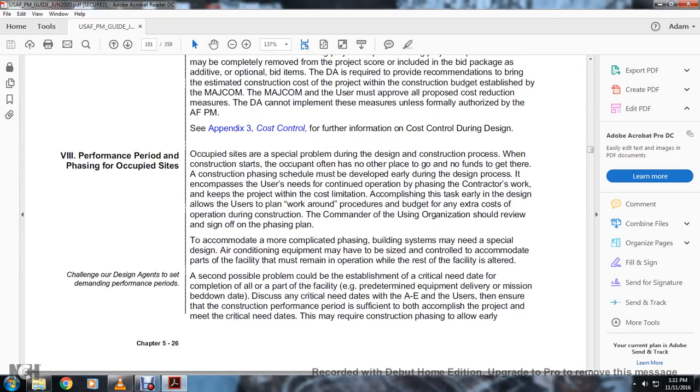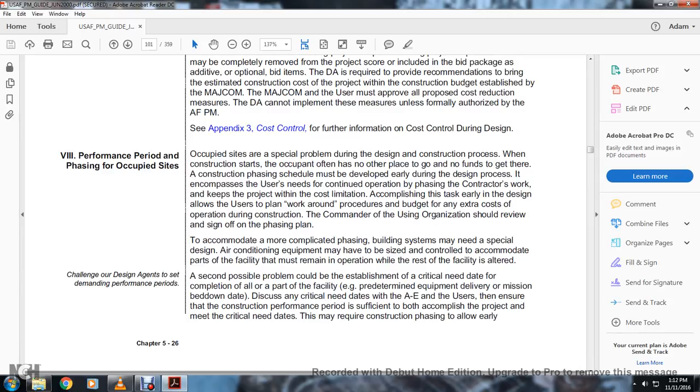7. Performance period and phasing of occupied space. Occupied space presents special problems during the design, construction, and process. The construction starts with occupants in place and no other place to go. The construction phasing schedule must be developed early in the design process, encompassing the user's needs with continued operation. Keeping the work within the cost limitation and accomplishing the task early in the design allow the user to plan to work around the procedure and budget, and for any extra cost of the operation during construction.